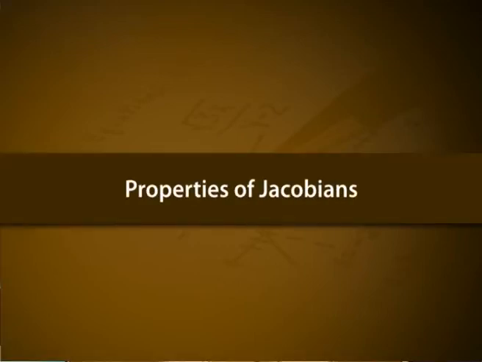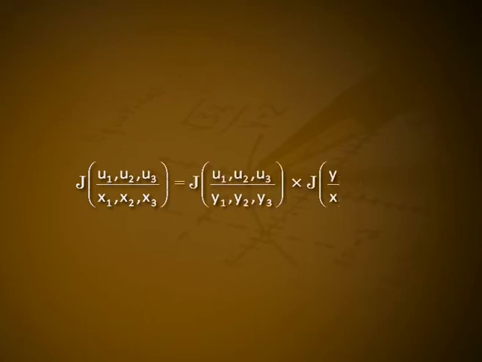Properties of Jacobians. The Jacobians have the remarkable property of behaving like the derivative of a function of one variable. A few of such important results are given here. Theorem 1. If u1, u2, u3 are functions of y1, y2, y3 and y1, y2, y3 are functions of x1, x2, x3, then J of u1, u2, u3 over x1, x2, x3 equal to J of u1, u2, u3 over y1, y2, y3 times J of y1, y2, y3 over x1, x2, x3.